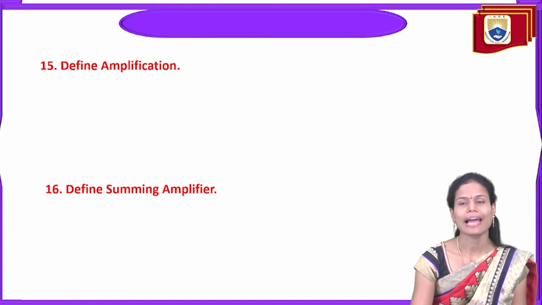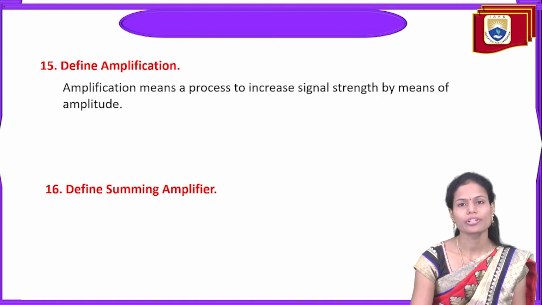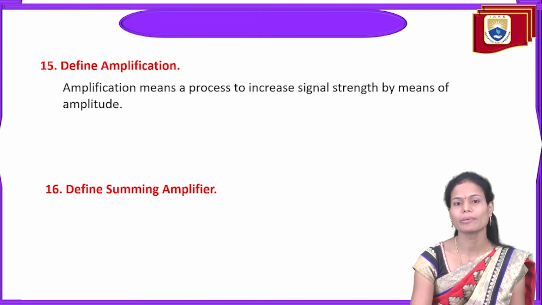And next, define amplification. Amplification means a process to increase the signal strength by means of amplitude. That is, in amplification, the amplitude of the signal will increase, but there is no variation in the frequency as well as the phase angle of the signal. The main intention of amplification is to improve the amplitude of the signal or strengthen the applied signal.